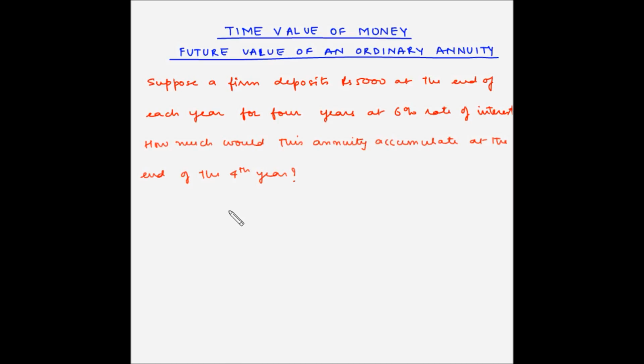So let us first represent this example on a time scale. So we have the total period as 4 years. So 0, 1, 2, 3, and 4. Now this firm is depositing rupees 5,000 at the end of each year. So this amount of money is going out of their pocket. So we will represent this as a negative number.